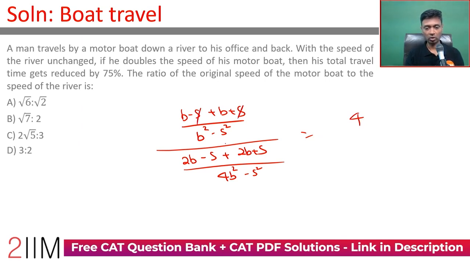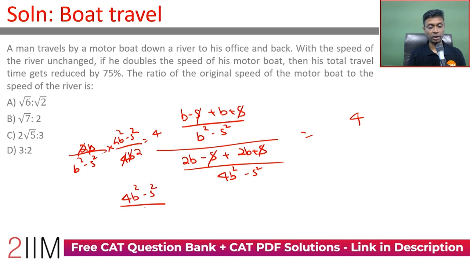The S gets knocked off, S gets knocked off. This is 4B and this is 2B. So 2B by B square minus S square into 4B square minus S square by 4B equals 4. The B gets knocked off. We have a 2 here. 4B square minus S square by B square minus S square is 8.